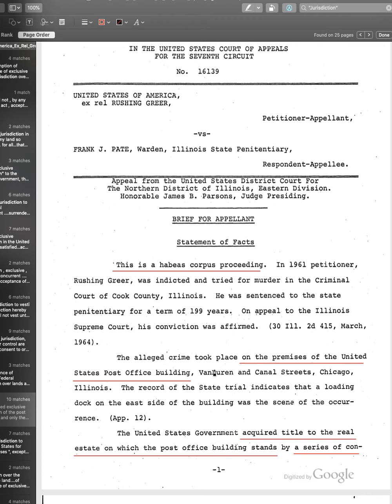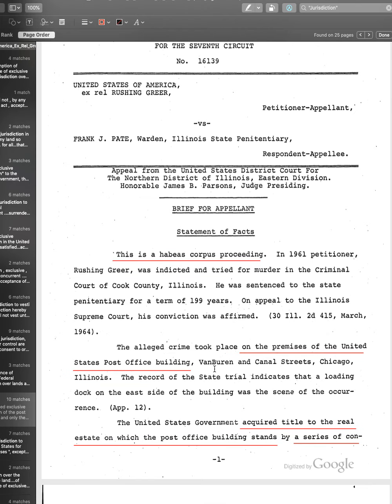The alleged crime took place on the premise of the United States Post Office Building, Van Buren and Canal Streets, Chicago, Illinois. The record of the state trial indicates that a loading dock on the street side of the building was the scene of the occurrence.